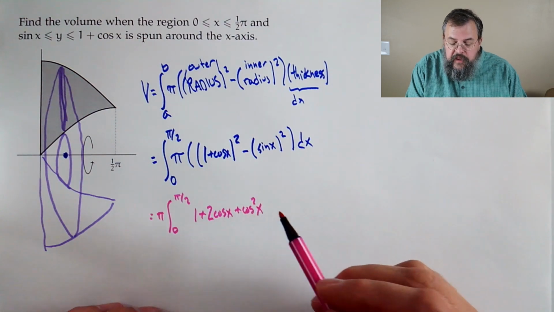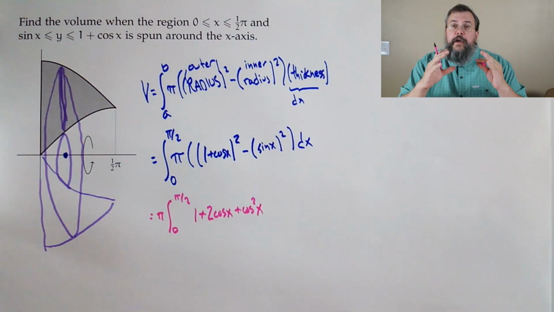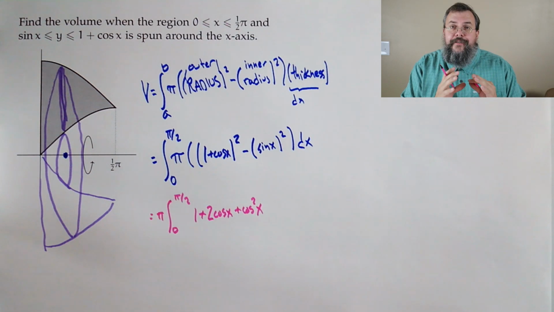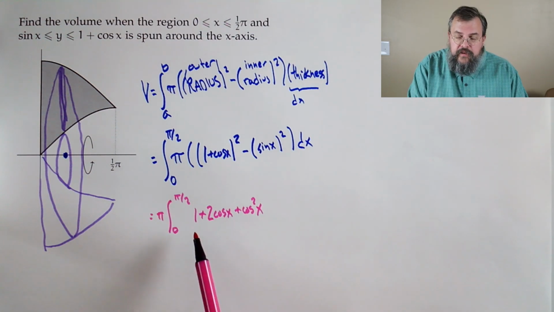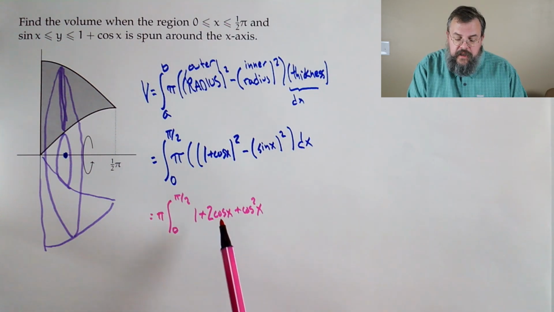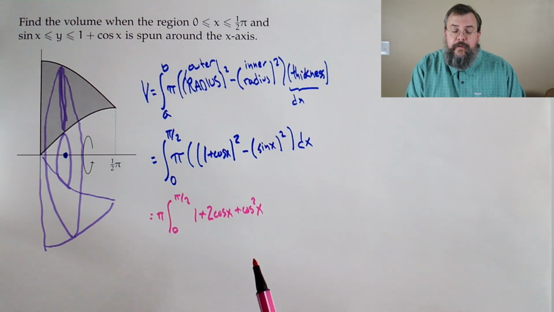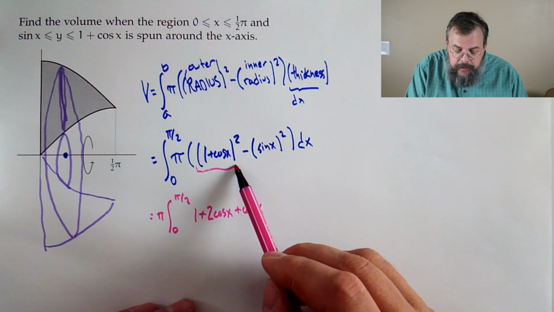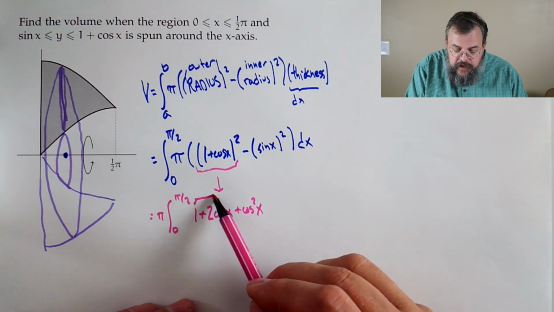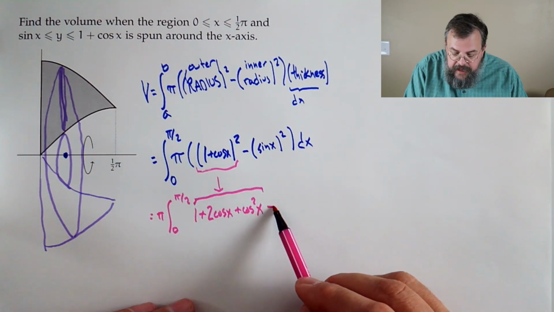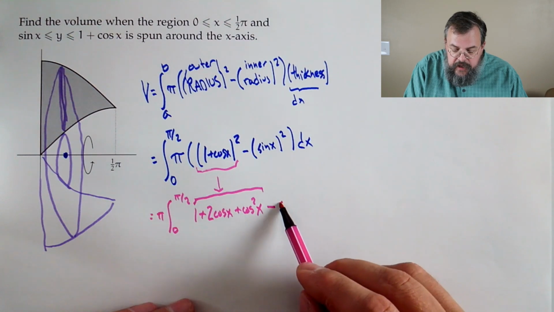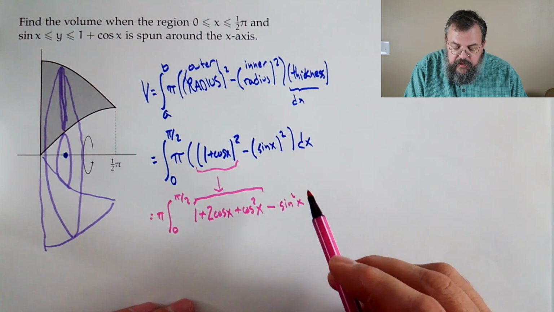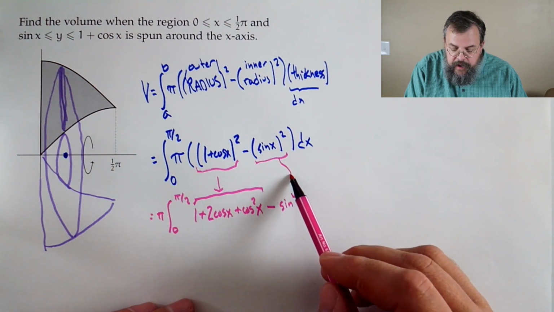If you're wondering where that is coming from, it's (a plus b) squared, right? It's a squared, 1 squared, 2ab, that's the 2 cosine x, and b squared, cosine squared x. So that's the 1 plus cosine x quantity squared, goes down to that piece right there. Subtract sine of x squared, well that's sine squared of x. That one's pretty easy to spot.